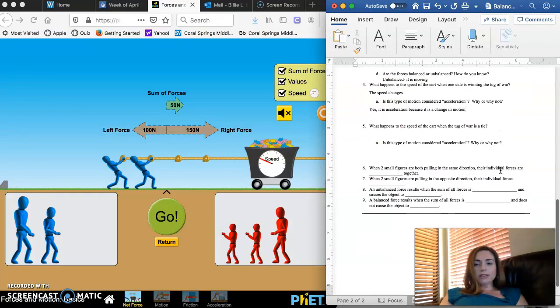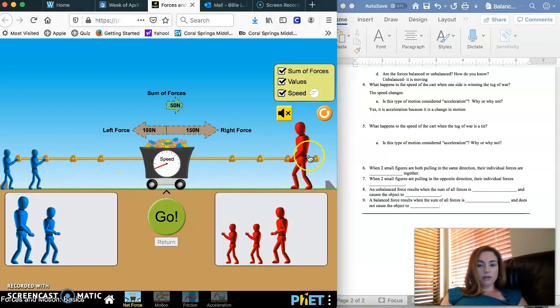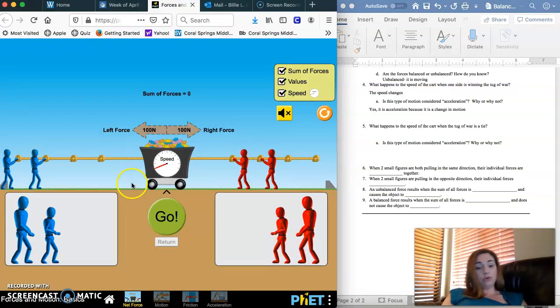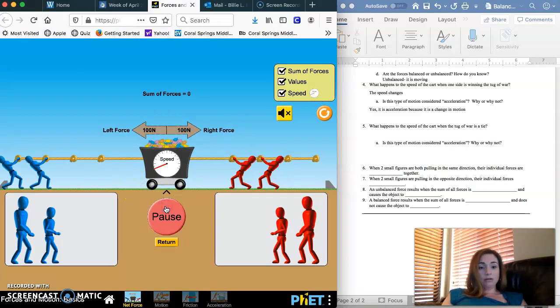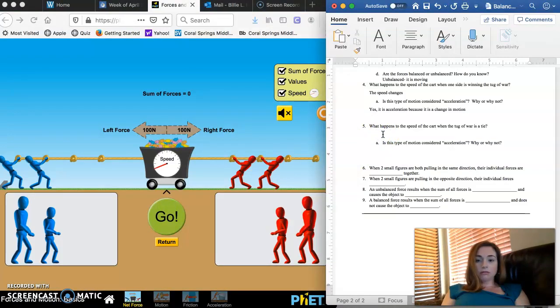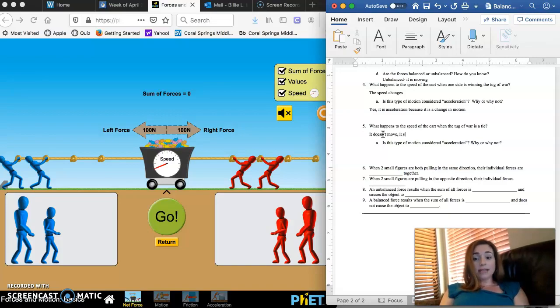What happens to the speed of the cart when the tug of war is a tie? Well, let's go back and look at that. Let's try that out. Let's make it a tie again. Let's put an equal number of red guys of the same size on both sides and hit go. Did you remember what happened? Yeah, there's no movement there. What happens to the speed of the cart? It doesn't move. It stays the same.